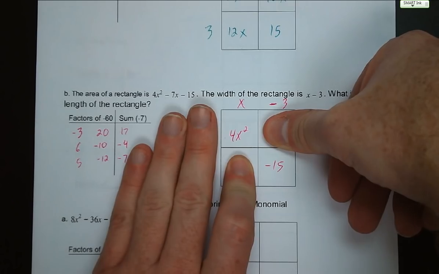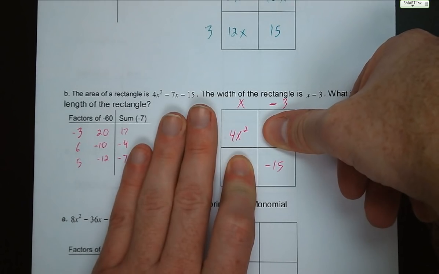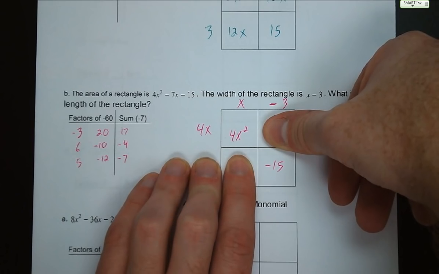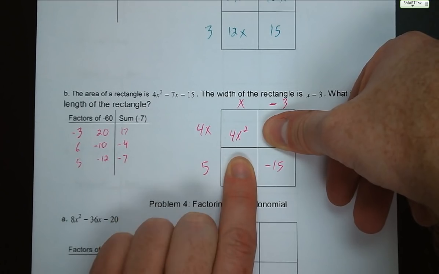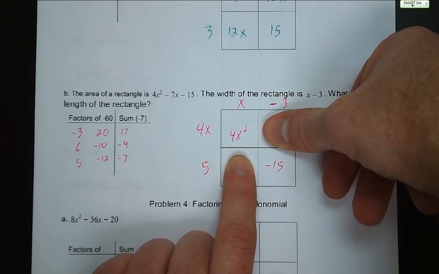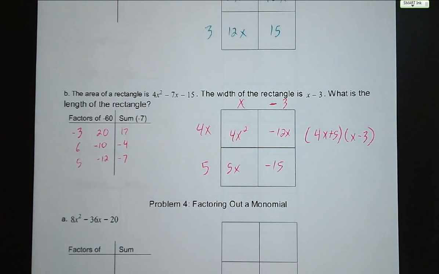Well, what times x is going to give us 4x squared? 4x. What times -3 is going to give us -15? +5. So we didn't even need to go through the step of factoring and getting these two terms that I'm hiding with my thumb and finger, and we could still have solved this expression.